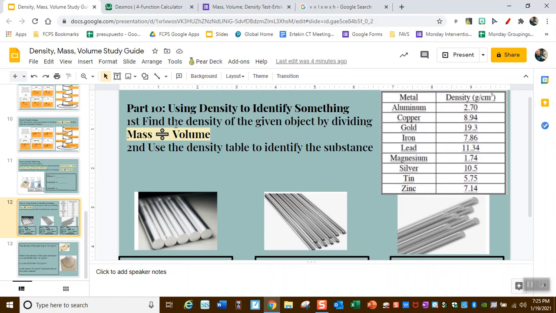Okay. Find the density of the given object by dividing mass divided by volume.